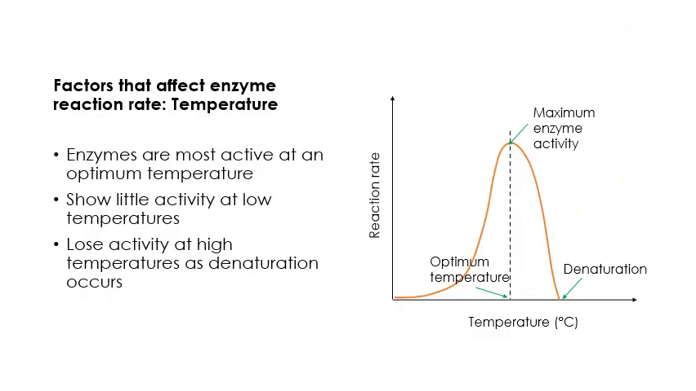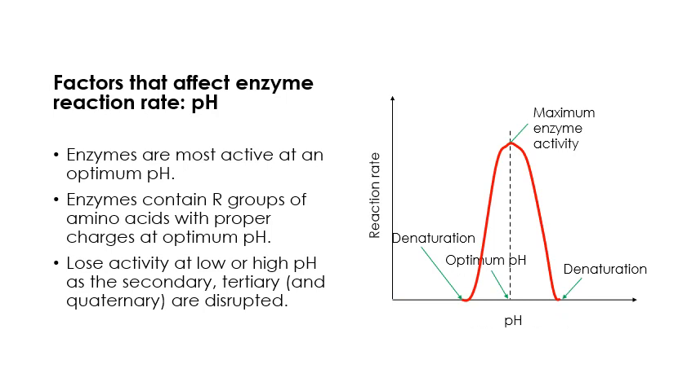Temperature can also affect the enzyme reaction rate. Enzymes are most active at their optimum temperature. At lower temperature, they will show little activity, and they will lose most of their activity at high temperature due to the denaturation of the enzyme itself, as I mentioned, because they are proteins. pH can also affect enzyme reaction rate, as enzymes are most active at their optimum pH. Enzymes contain functional groups of amino acids with proper charges at optimum pH, so they will lose activity at lower or higher pH as the secondary, tertiary, and possibly quaternary structure are disrupted.